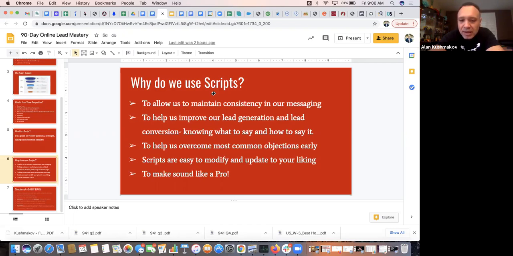The key thing is, when you're mastering those scripts, you don't have to go word by word and memorize every single word. You can modify it, you can adjust it. The goal is for you to make it your own. And then, when you master the scripts, when you're really good at them, you sound like a pro. You sound like a professional.